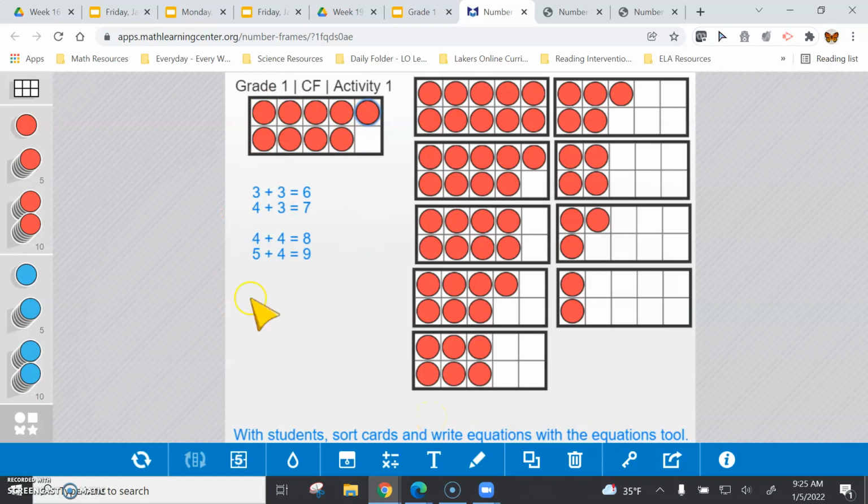We're going to continue to study these doubles plus and minus 1 throughout the month. But I wanted to get you started with this now.